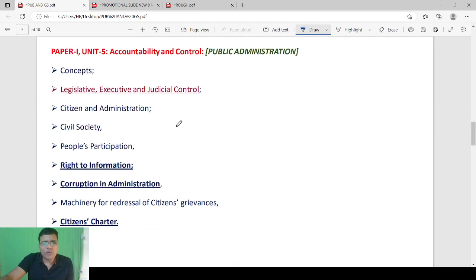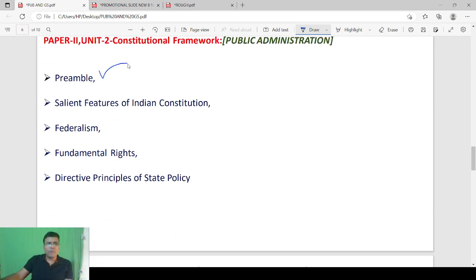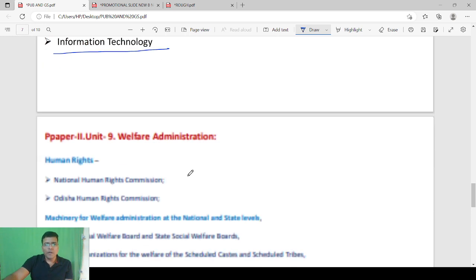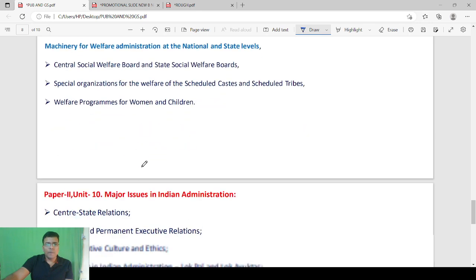Just taking you through: this is accountability and control in public administration. This is right to information, corruption, citizen charter, machinery for redressal of citizen grievance. This is civil society, a question you will get in prelims. This is the preamble, salient features of the Indian constitution, federalism. This is in polity and governance. Information technology, it is in public administration. And this is welfare administration, it is also in public administration.